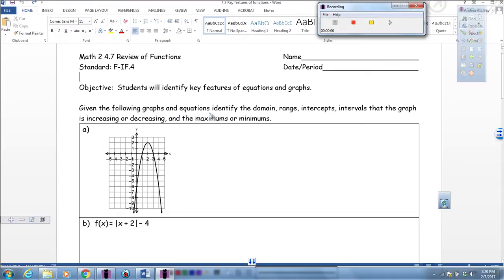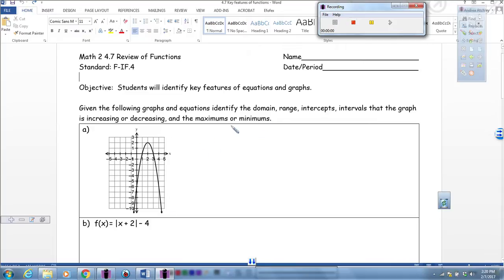Following graphs of the equations, identify the domain, the range, the intercepts, the intervals that the graph is increasing or decreasing, and the max and min. Okay? So we're doing everything we've done already. Then we're just going to add the intercepts.